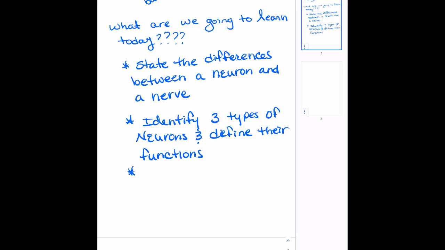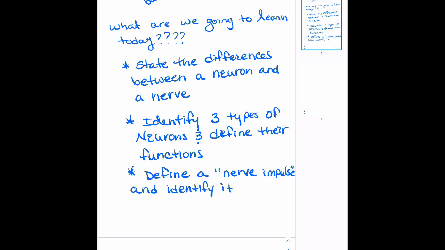Then the next thing we're going to look at is a nerve impulse, and we're going to figure out what its pathway is. So we're going to define what a nerve impulse is, and we're going to identify its pathway. I didn't finish my quotation marks. Oh, that looks kind of messy. Sorry, guys. Let me erase that.